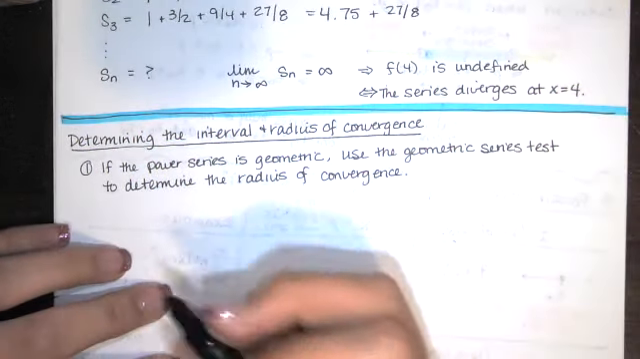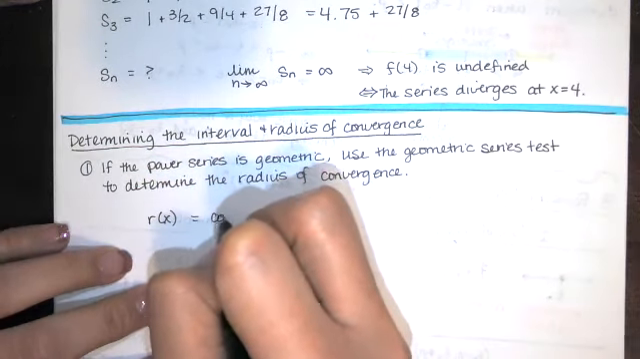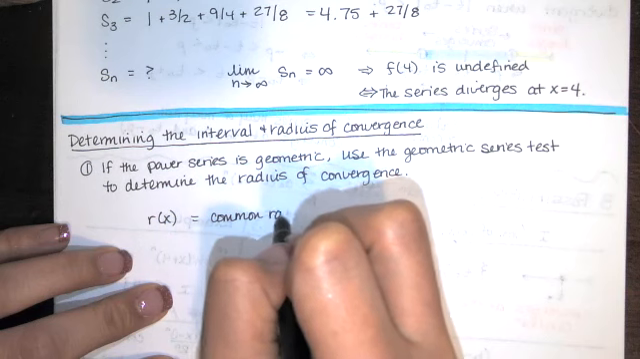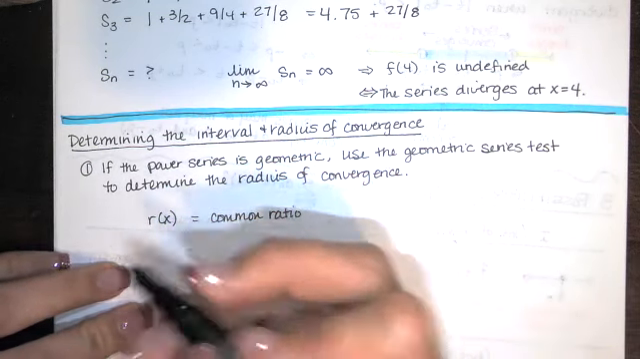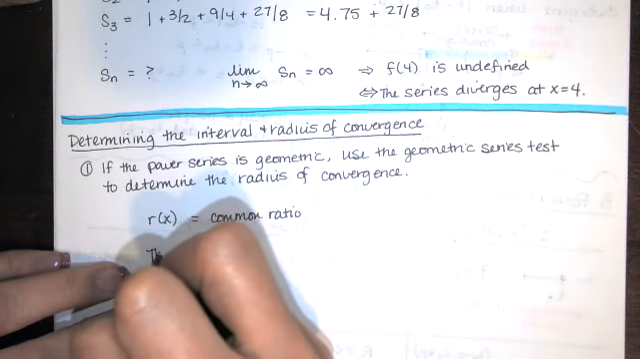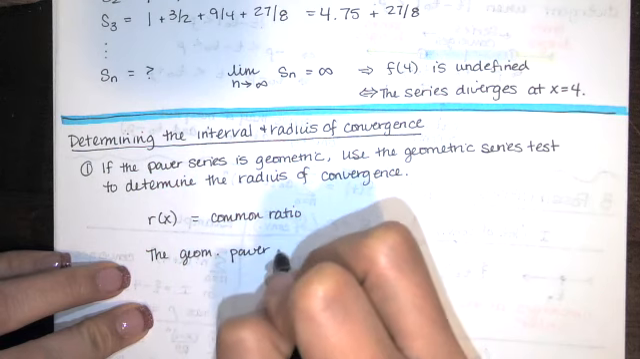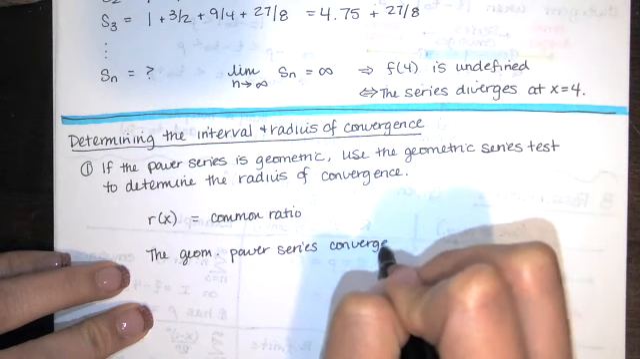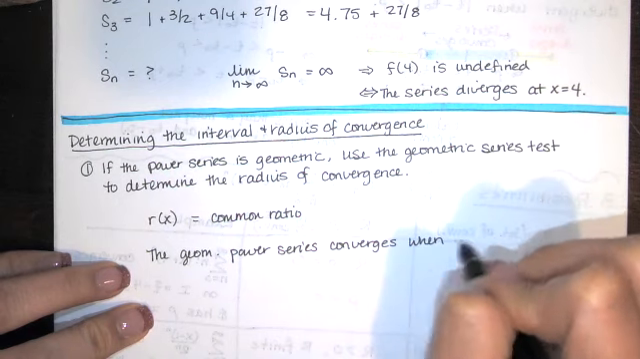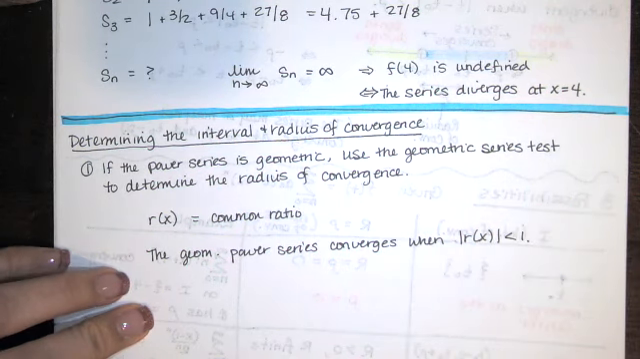So you'd say, what am I multiplying by to get from term to term? We'll let r of x equal the common ratio. And in that case, once you've identified the common ratio, the geometric power series will converge when the absolute value of that common ratio is less than 1. And of course, there's more detail about this when you take calculus 2. And you would just solve that inequality for x.